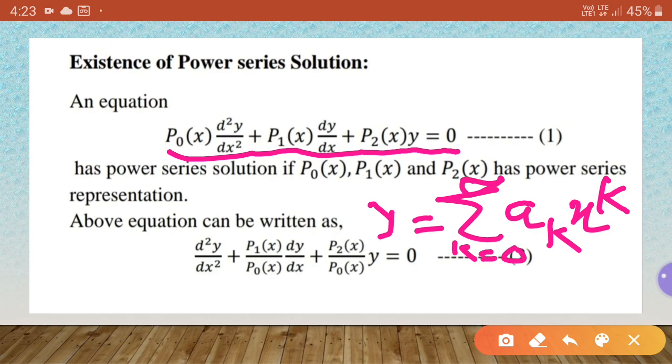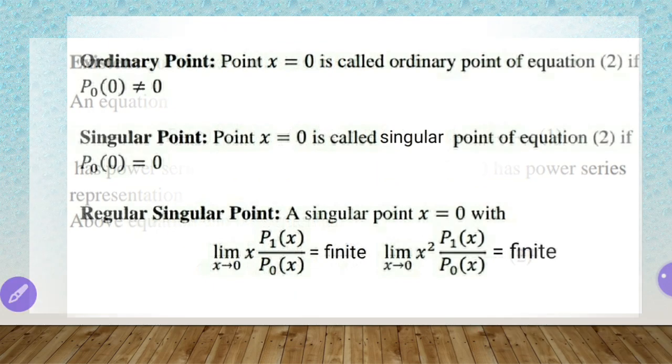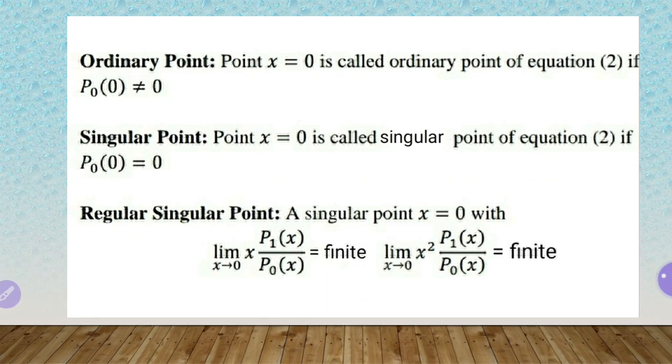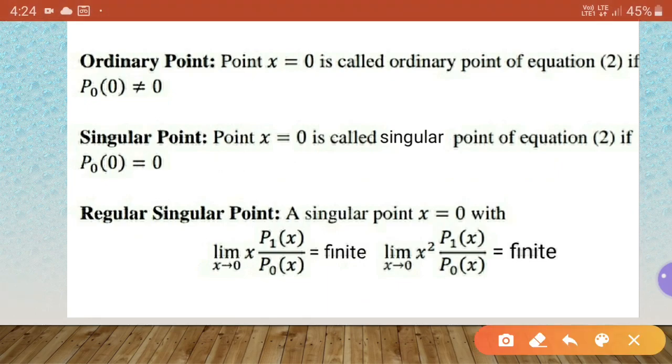Now, this above equation number 1 can be written as, if we divide this by p0(x), then we get d2y/dx² plus p1(x)/p0(x) dy/dx plus p2(x)/p0(x) y equal to 0. We will see why we have to convert like this, because we want ordinary point as well as singular point. If there is an ordinary point, then what will be the solution? If there is a singular point, then what will be the solution? So first thing is ordinary point. Ordinary point is for x equal to 0.